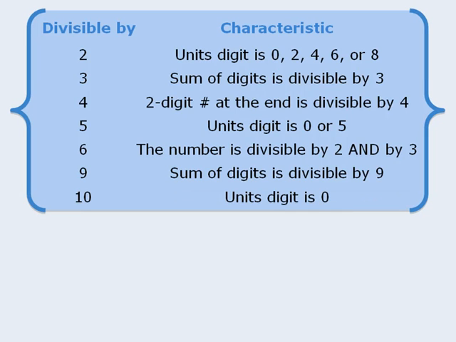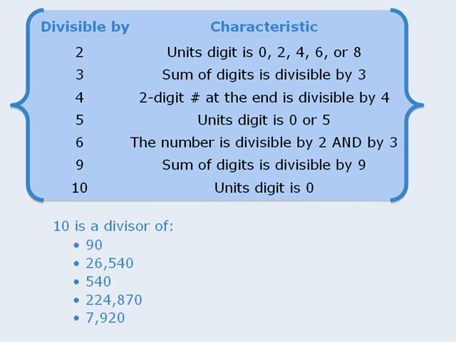Finally, we have the divisibility rule for 10. This one is the easiest. A number is divisible by 10 if the units digit of that number is 0. So 10 is a divisor of these numbers since the units digit of each number is 0.